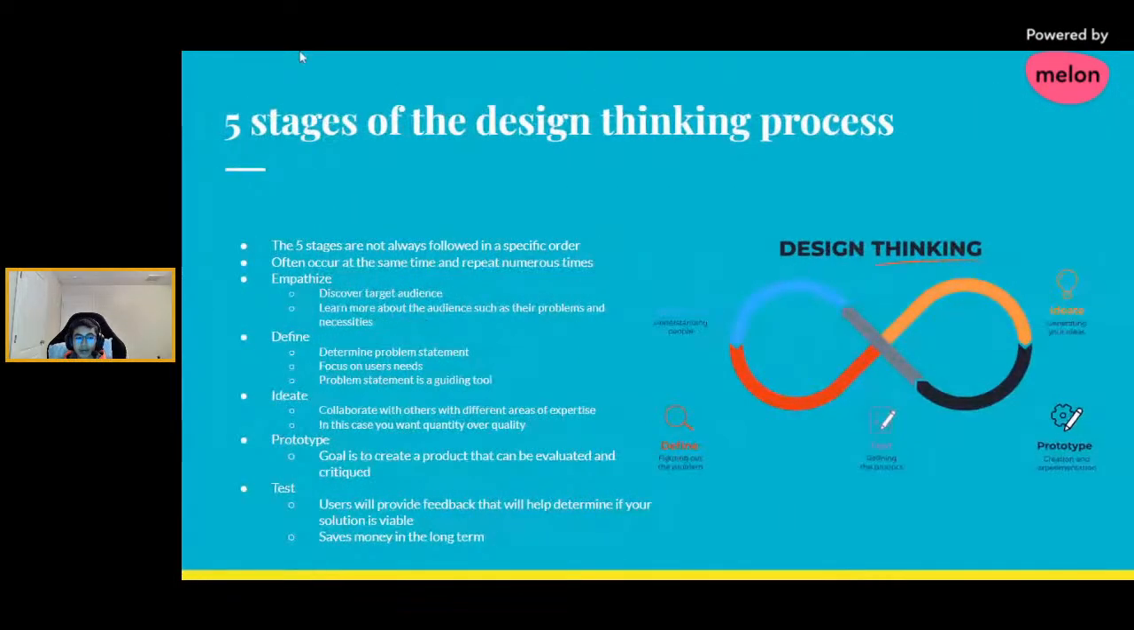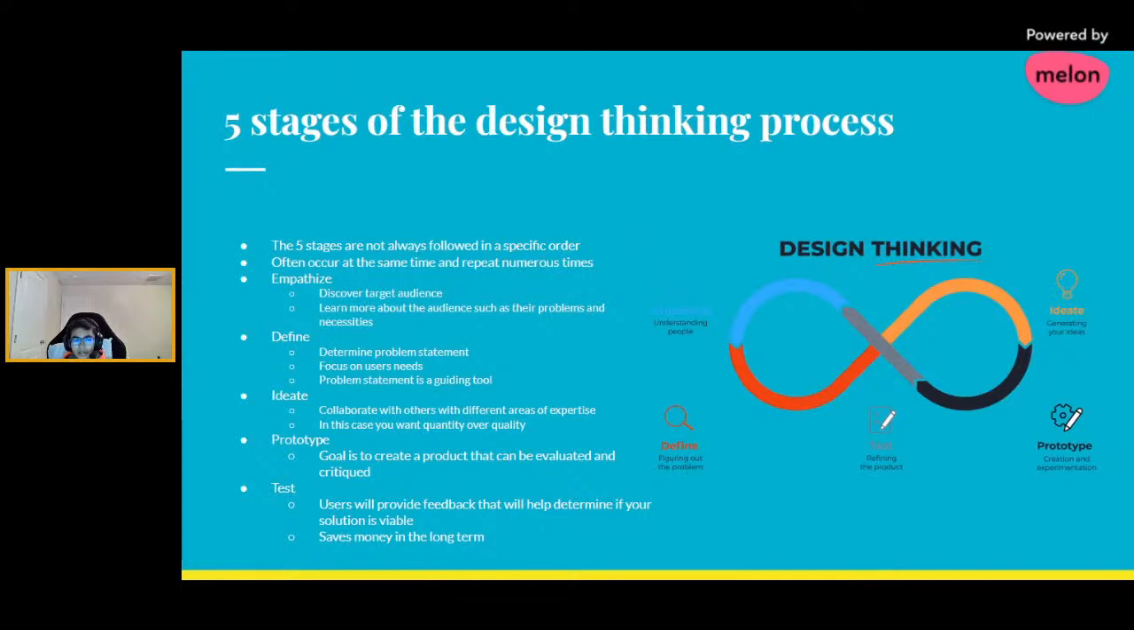So, what are the 5 stages of the design thinking process? These 5 stages that are listed below do not always occur in a specific order, and the common theme is that they occur at the same time and repeat numerous times. So, the first stage of the design thinking process is empathize. This is where you discover your target audience. You learn more about the audience, such as their problems and their necessities.